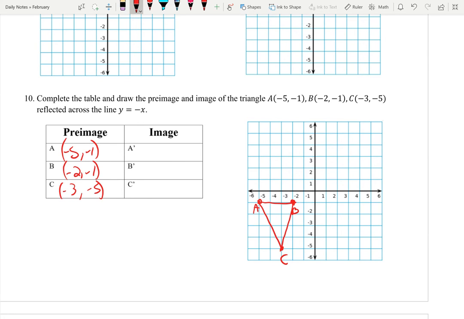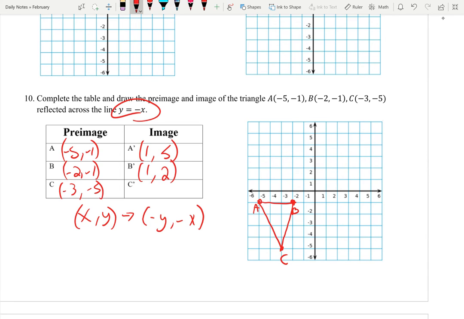All right, so we have our pre-image. Now we're reflecting it across the line y equals -x. Now this rule is x, y translates into -y, -x. Everything becomes reversed. So if we take that with all these points, then we'd have a 1, 5. We'd have a 1, 2, and we'd have a 5, 3 for all of those ordered pairs. So let's try and plot those points, and we'll see our reflected image.